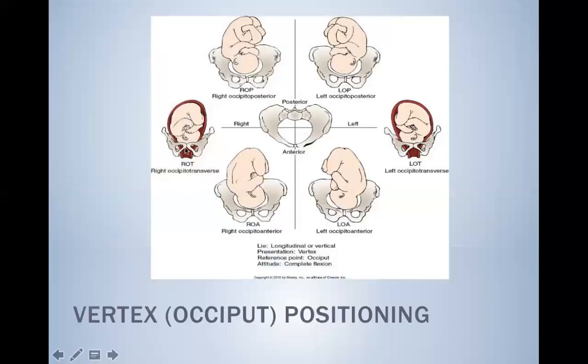With these transverse lies, the baby is going to end up turning one way or another, and we really hope that they turn to be occiput anterior.